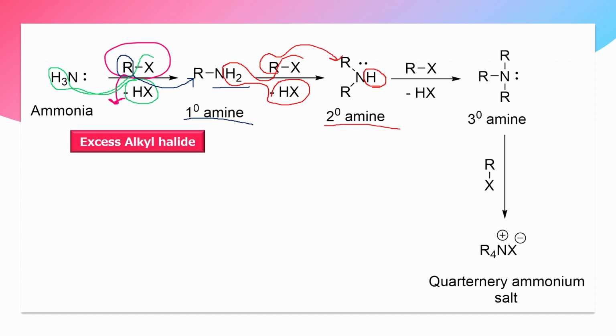Reacting it further with some more alkyl halide would give a 3 degree amine, where no hydrogen is left at all. And then we add more of the alkyl halide. Since we don't have any hydrogen to react with, we would get an R4N+. Because nitrogen cannot make more than 3 bonds, a positive charge comes over here, and this halide with a negative charge comes and attaches itself, making a quaternary ammonium salt. So when we add excess of alkyl halide, we would get a quaternary ammonium salt.